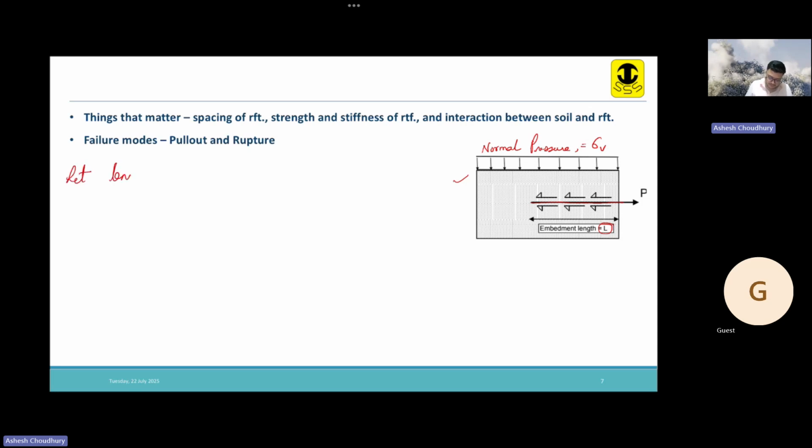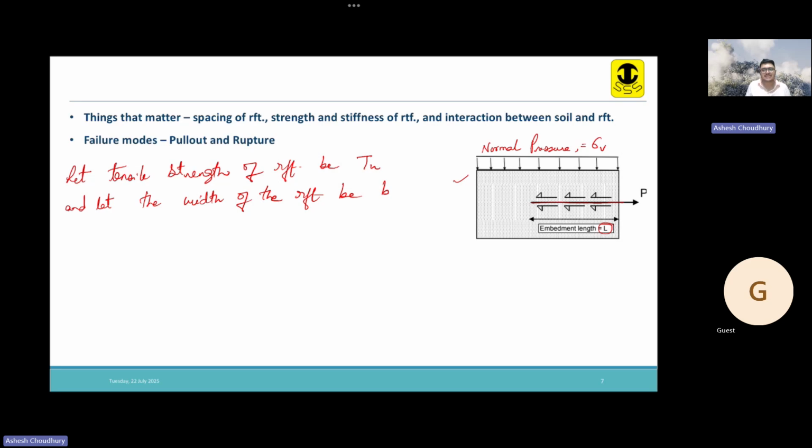Let the tensile strength of the reinforcement be T, and let the width of the reinforcement be P.